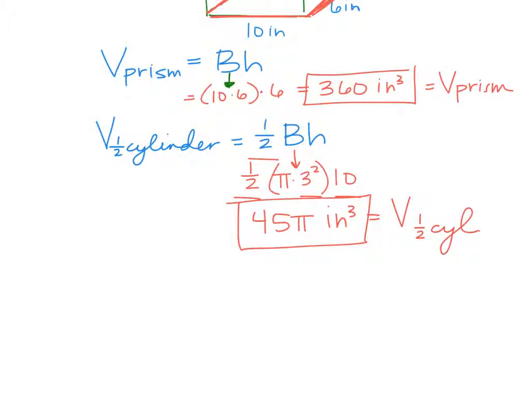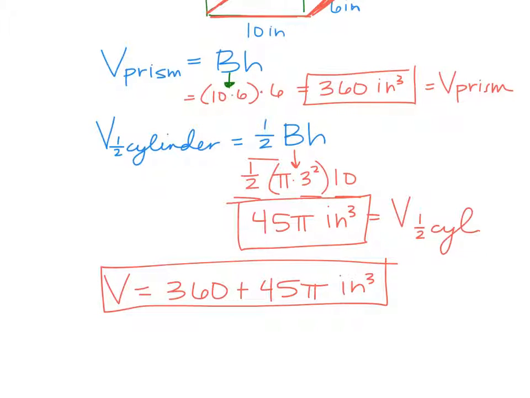Okay. Now it depends what they ask you for. If they said, give me the volume in exact answer or in terms of pi, you would say your volume is 360 plus 45 pi cubic inches, right? You can't combine those because they're not both pi numbers. So you would just leave it like that as an exact answer, or if they said round it, you would just plug that in. 360 plus 45 pi to the nearest whole number would be about 501 cubic inches.